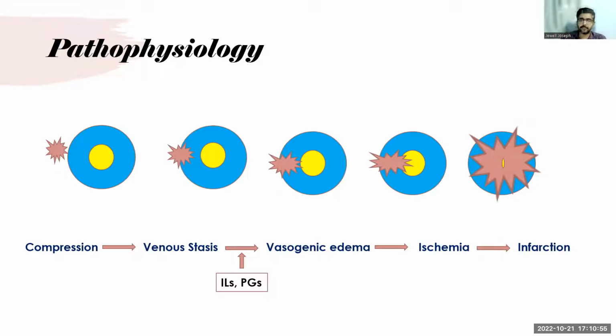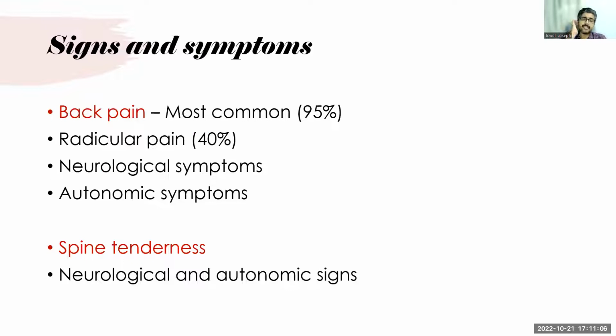So this is the basic pathophysiology, or the natural history, of spinal cord compression in a malignant setting, of course. The thing is, mostly I am dealing with malignant causes here. The signs and symptoms of malignant spinal cord compression: the most common symptom is back pain.